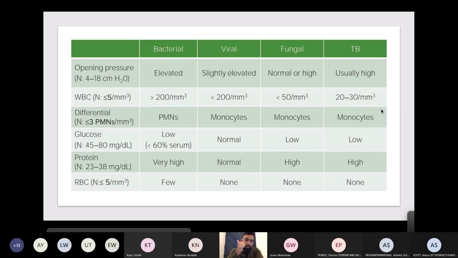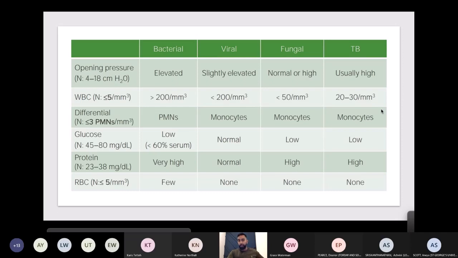Bacteria have a much higher cell count. Bacteria use a lot more glucose than viruses, partly because of the increased cell count. And because of the increased cell count, I think the protein level is typically a lot higher as well. So with bacteria, your white blood cell count is very high, your glucose levels are low, typically below 60% of the serum, and that's why we need the serum glucose, and your protein levels are very high.